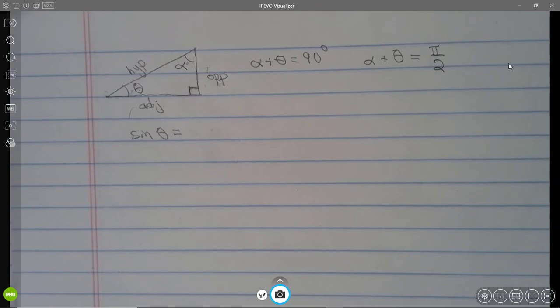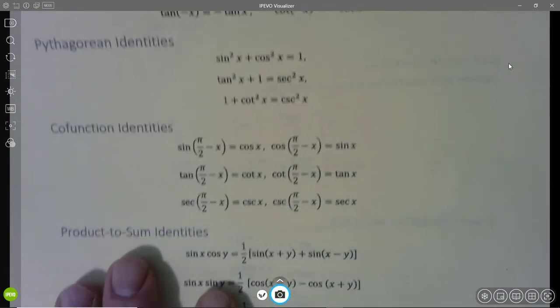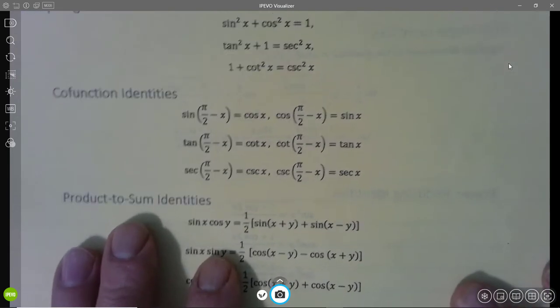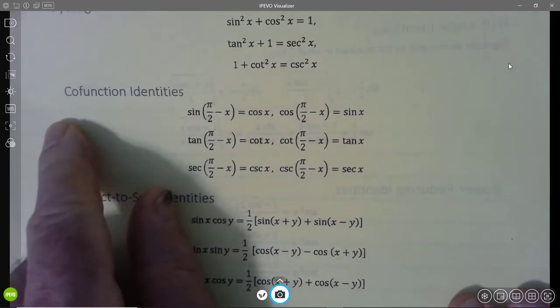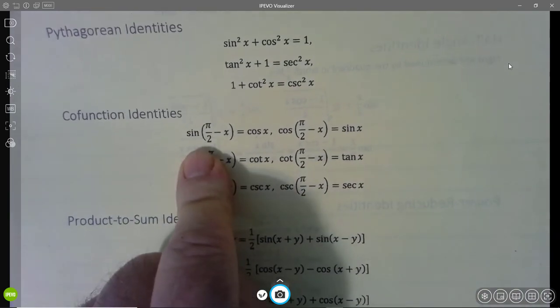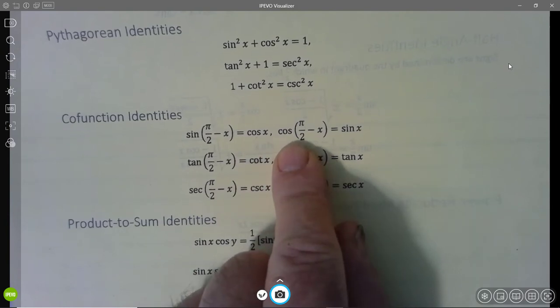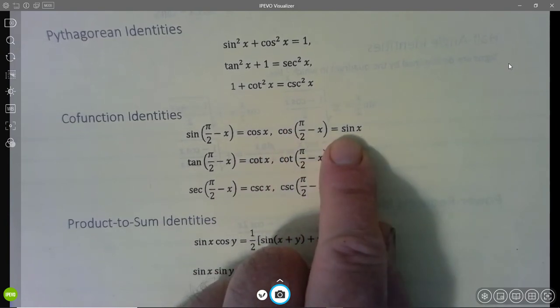But there's one thing I really wanted to hit last week, and I didn't get to it, so let me mention that by way of explanation. The cofunction identities are these. For instance, the sine of pi over 2 minus x is the same as the cosine of x. And likewise, the cosine of pi over 2 minus x is equal to the sine of x.